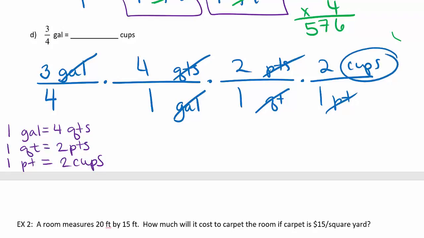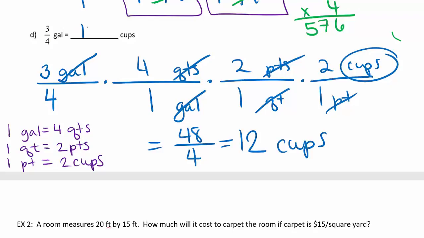So I'm going to multiply straight across. 3 times 4 is 12, times 2 is 24, times 2 is 48. And then in the denominator, I have a 4 times 1 times 1 times 1. And 48 divided by 4 is 12. And so my answer is 3/4 of a gallon is 12 cups.